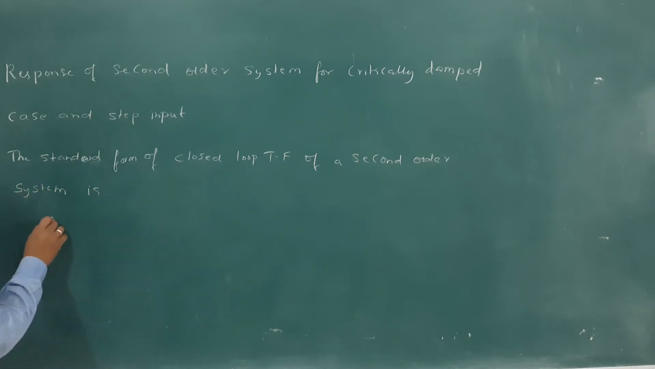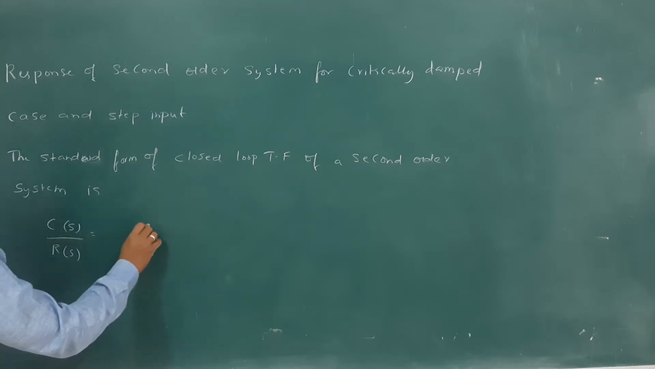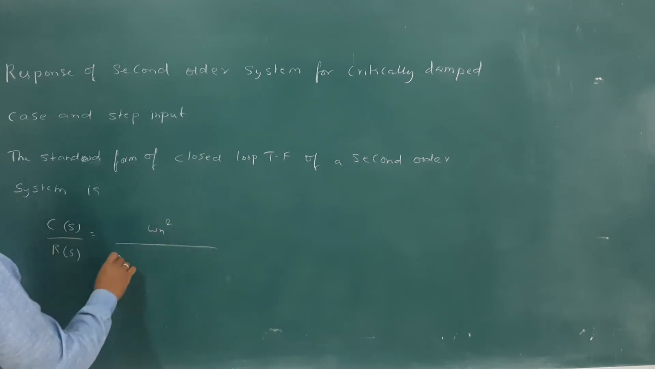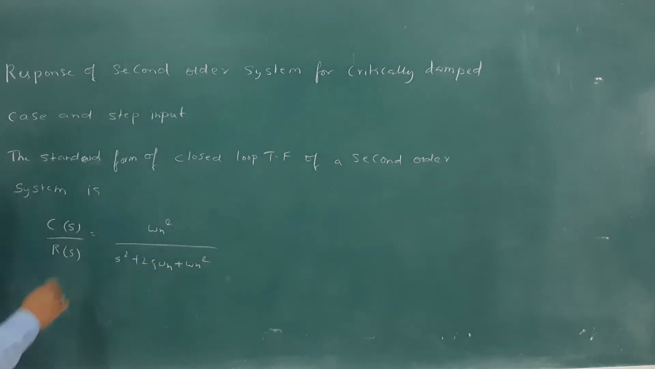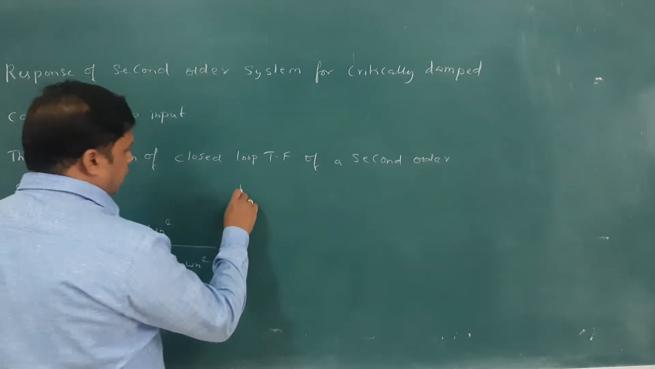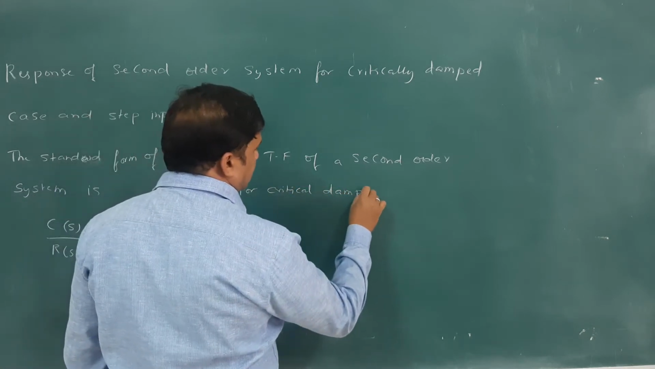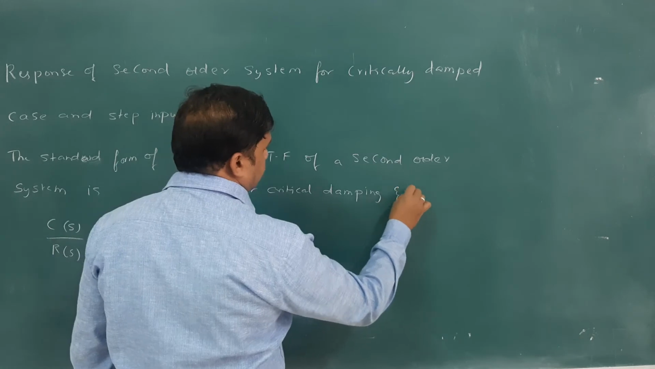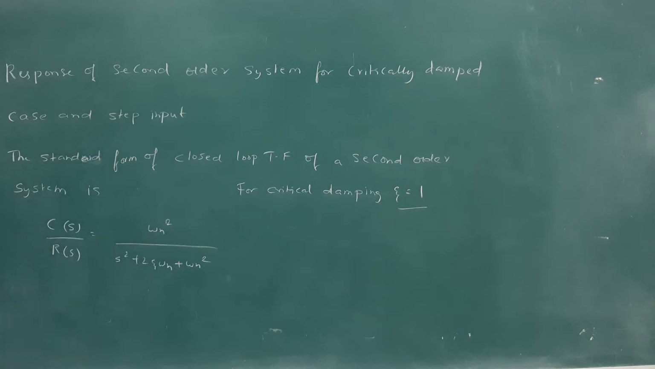is, as we have written many times in the previous cases, C of s by R of s is equal to omega n square divided by s square plus 2 zeta omega n s plus omega n square. Now, for critical damping, what is the value of zeta? For critical damping, the value of zeta is equal to 1. You have to remember this: critical damping, zeta is equal to 1.